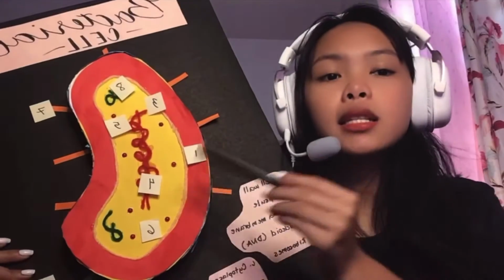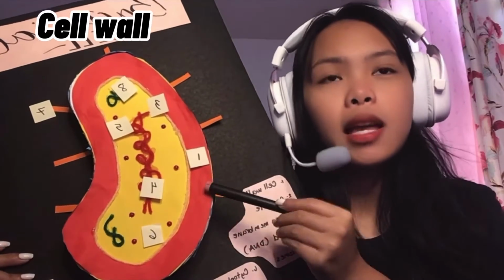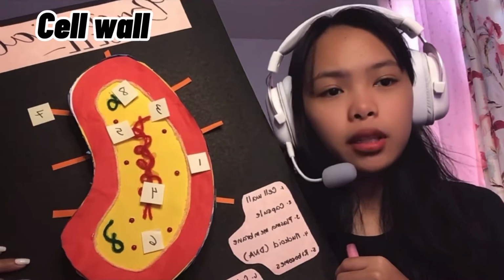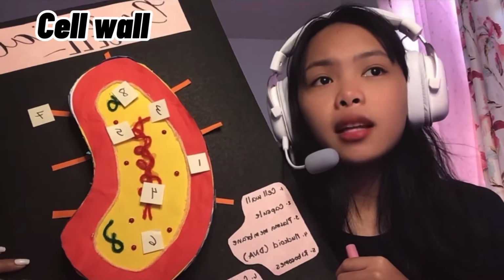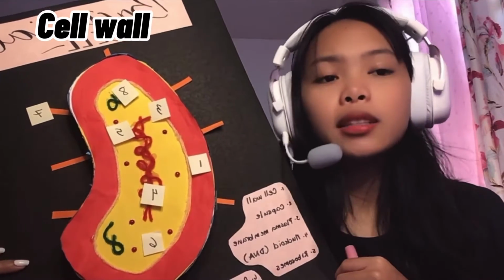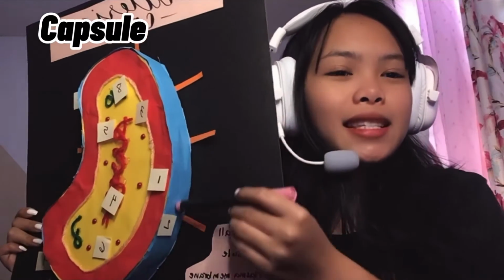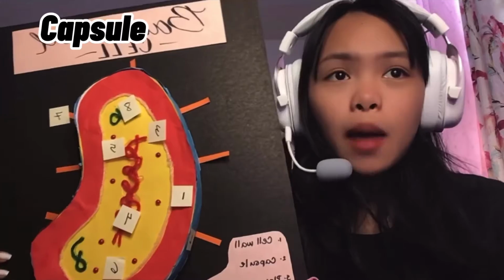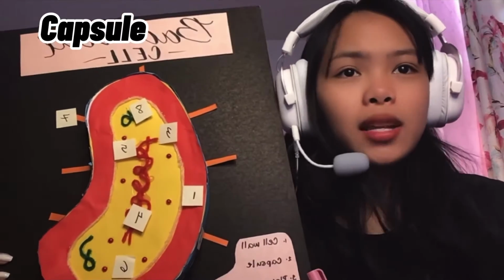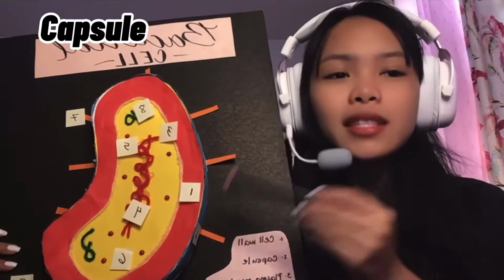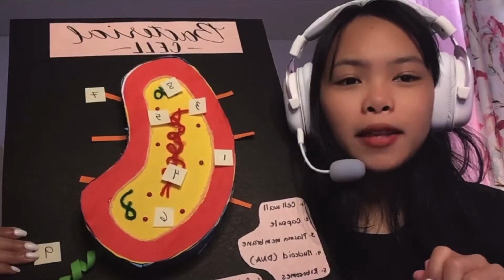So first is the cell wall. This is the cell wall. A cell wall is a complex mesh-like structure that in most bacteria is essential for maintenance of the cell shape and structural integrity. The second part of the cell is the capsule. This is the capsule. The bacterial capsule is usually a hydrated polysaccharide structure that covers the outer layer of the cell wall. Next is the plasma membrane.